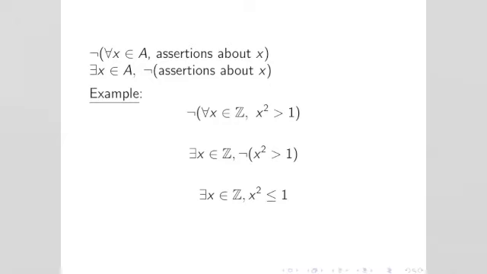Here's my proof. 0 squared is less than 1. 1 squared is less than or equal to 1. Negative 1 squared is less than or equal to 1. So really, any of those three would constitute a proof of this statement.